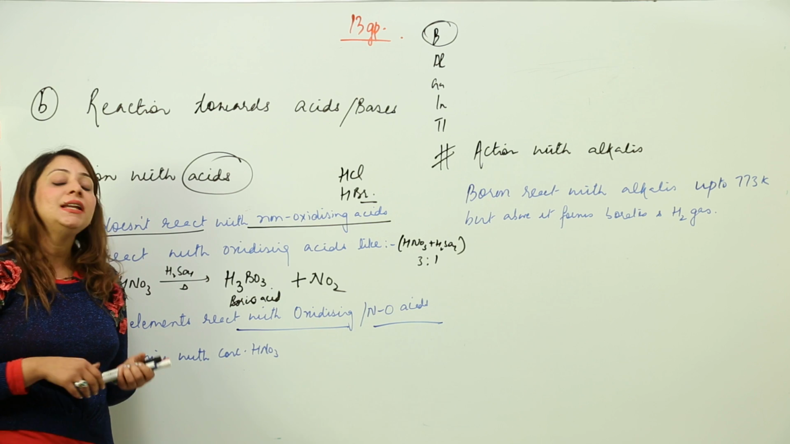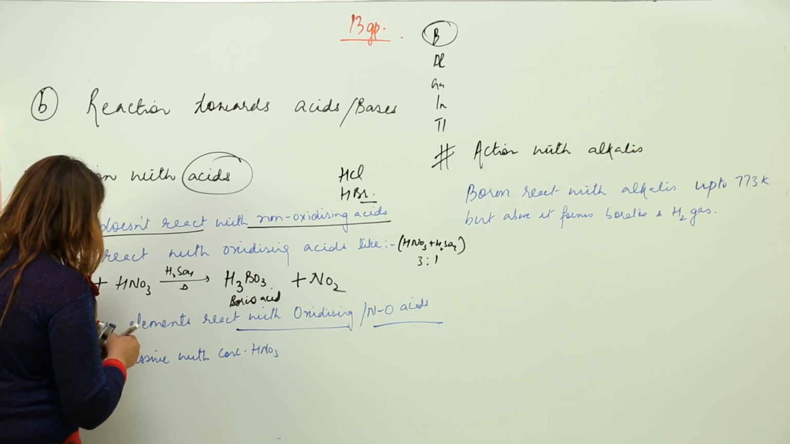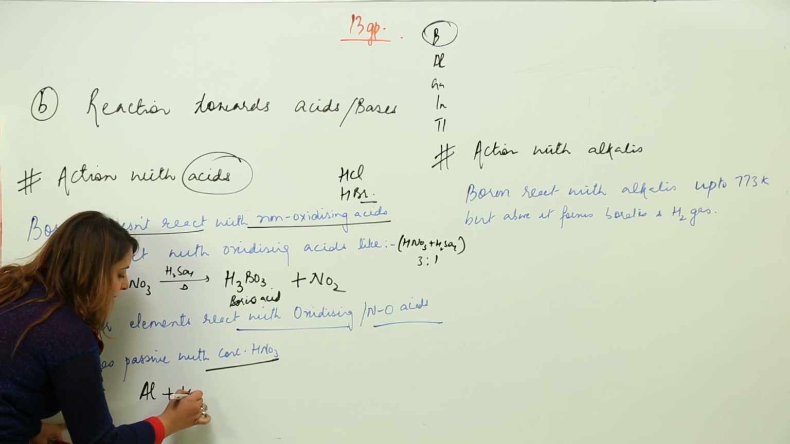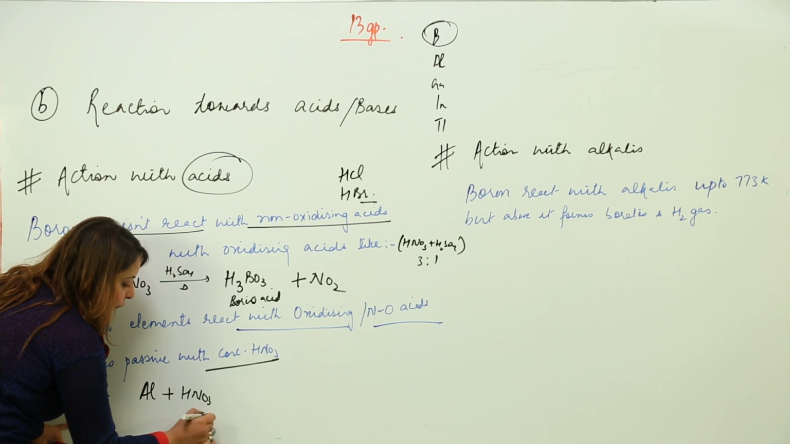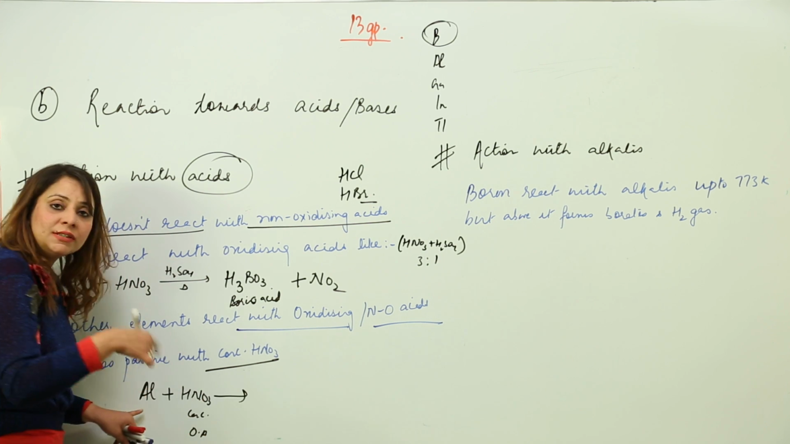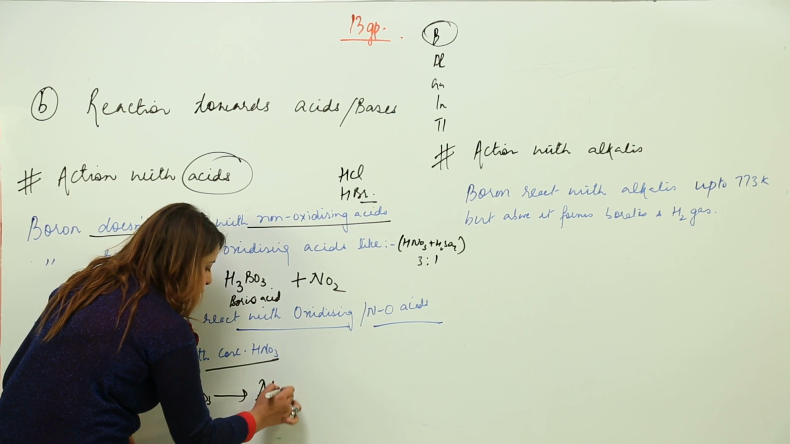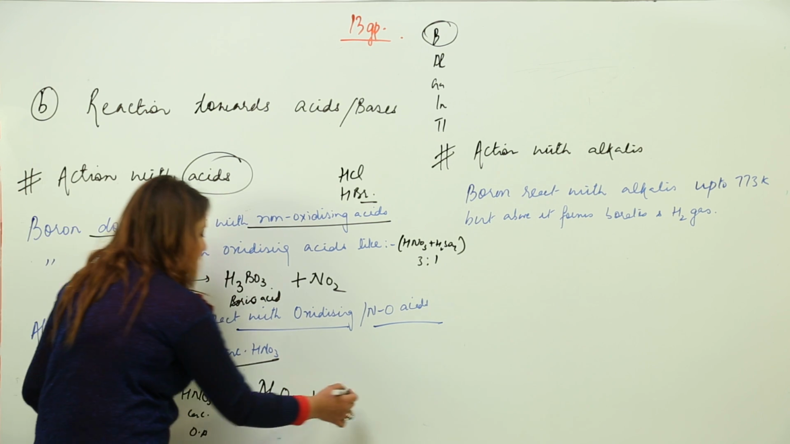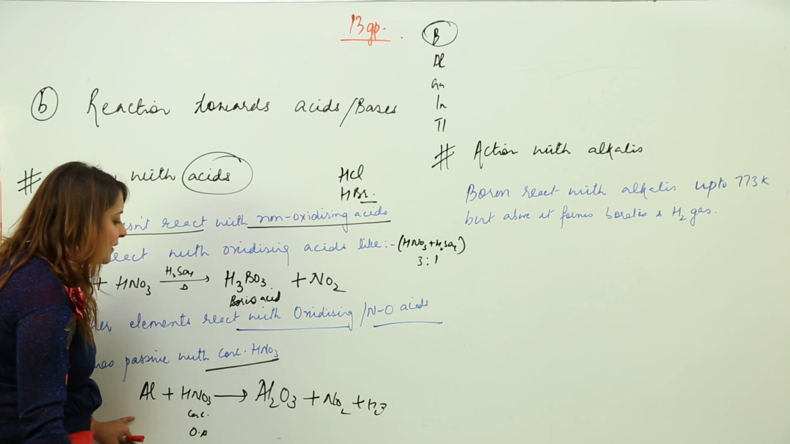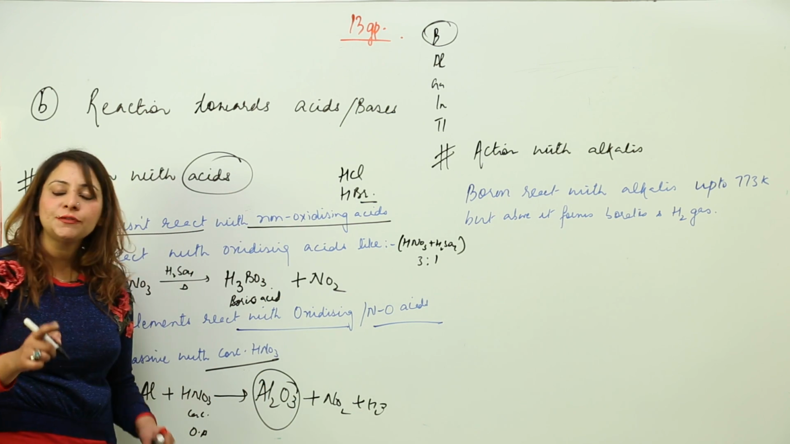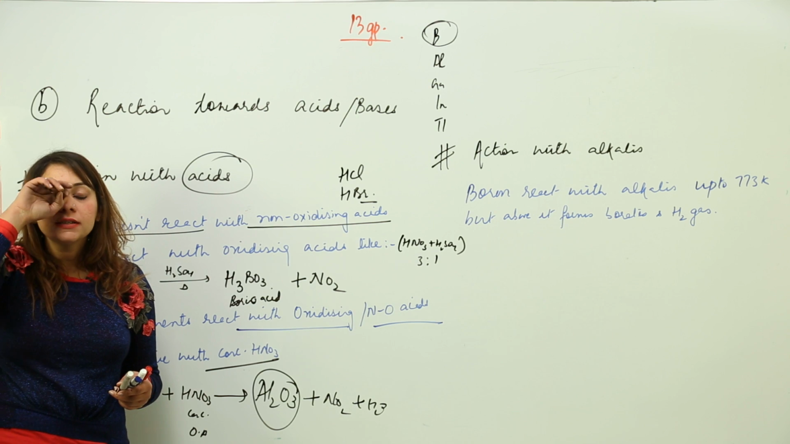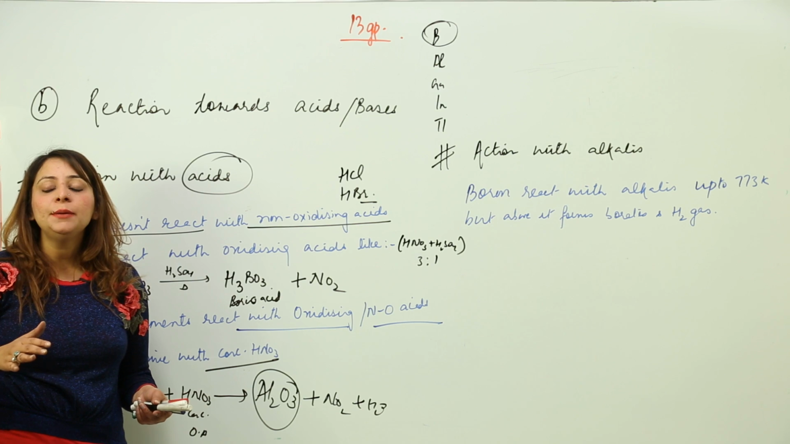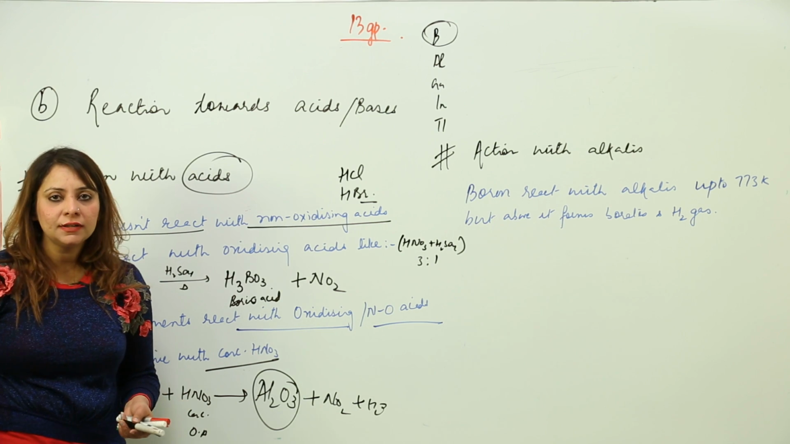But we have seen an exception in the case of aluminium. When aluminium reacts with concentrated HNO3, you know that concentrated HNO3 is a powerful oxidizing agent, so it oxidizes aluminium to Al2O3. Along with that we get NO2 and H2O also. As we have already discussed, this Al2O3 layer is an impermeable layer, so it prevents the further aluminium from reacting with another substance.